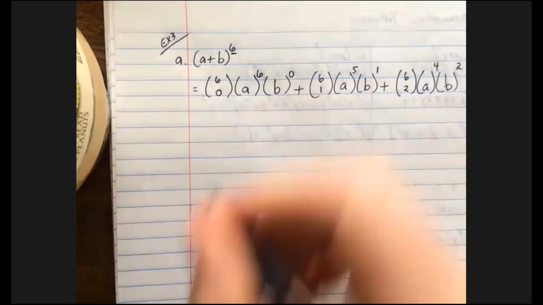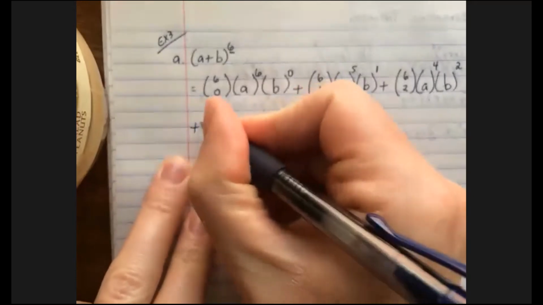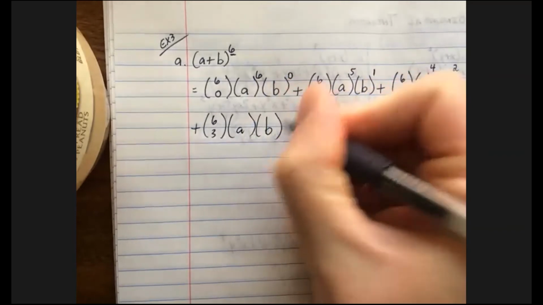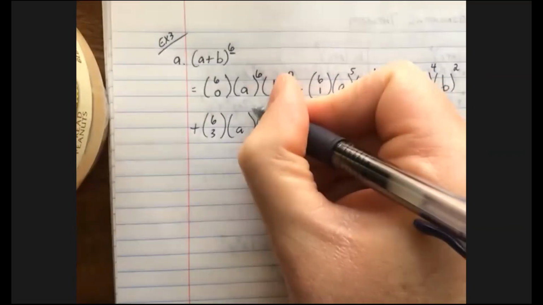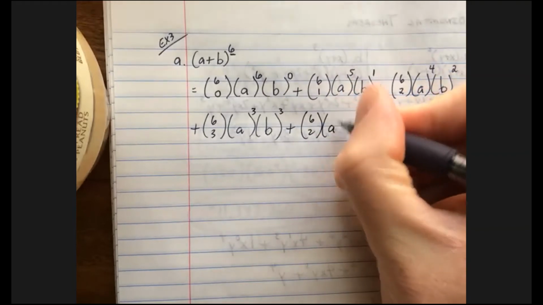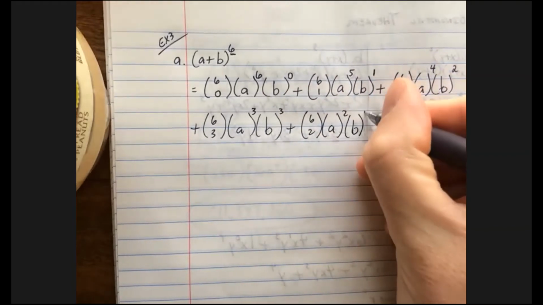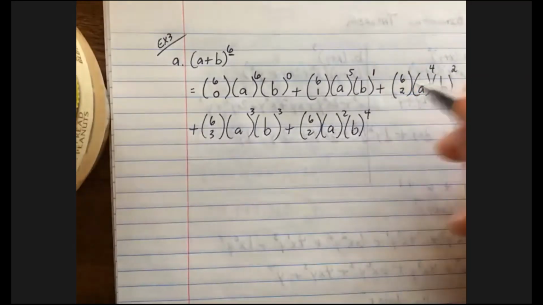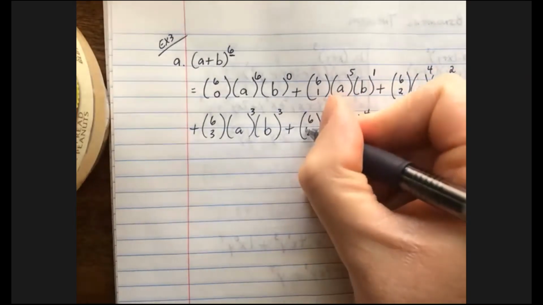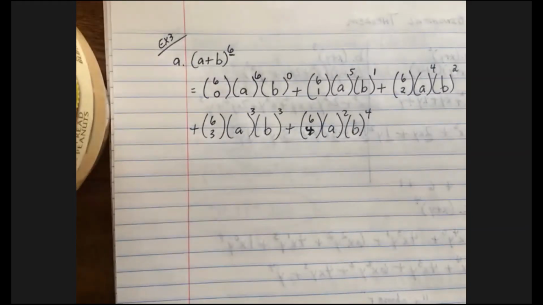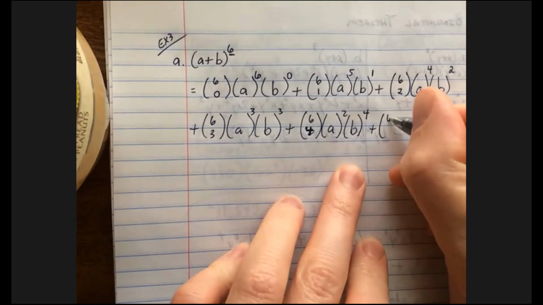Okay, continuing on, we would now have 6 choose 3, a and b. So remember, our a is going down by 1, b's up by 1, so 3 and 3. Then 6 choose 4, a squared, b to the 4th. I'm sorry, I said 6 choose 2 there. There we go. I knew something wasn't right. 6 choose 4. All right, and now 6 choose 5.